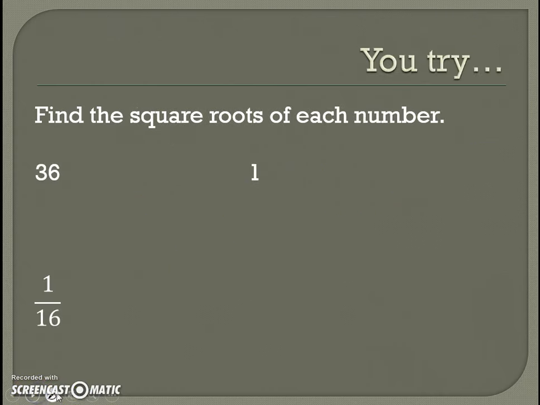So right here I have a couple examples for you to try. So go ahead and pause and try those on your own, and then when you're finished, unpause, and the answers will be revealed to you. Okay, so here it says find the square roots of each of the numbers. The first one for 36 is going to be 6 and negative 6. So if you didn't get that, go back and figure out why. Square root of 1 is going to be 1 and negative 1. And then the square root of 1/16 is going to be 1/4 and negative 1/4.